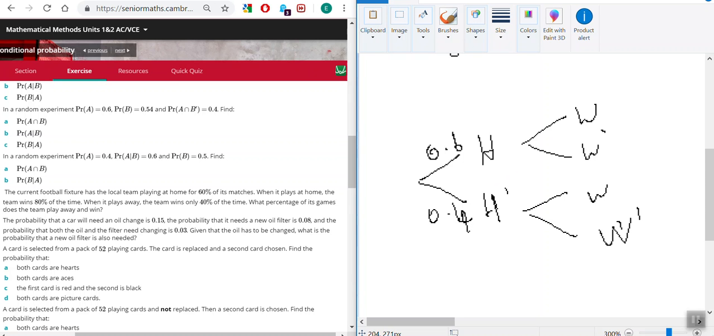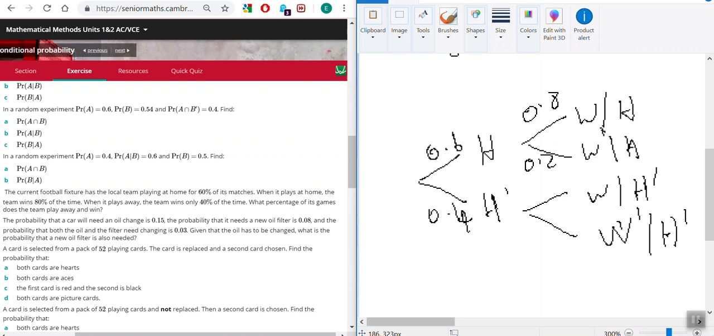And we know that when it plays home, the probability that it wins is 0.8. And you should write win given home, or not win given home, because it is conditional. The second branch is conditional on what's happening in the first branch. So you'll see this in the book, so don't be surprised if I do this notation. So that must be 0.2, because remember the forks add up to 1.